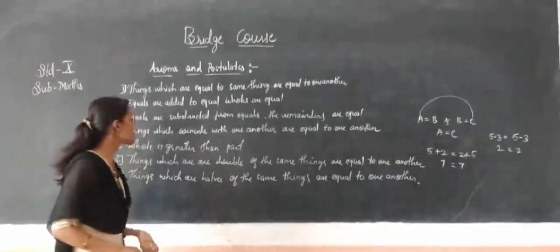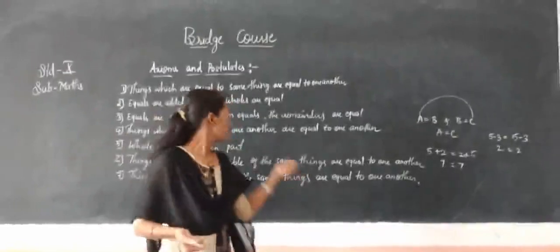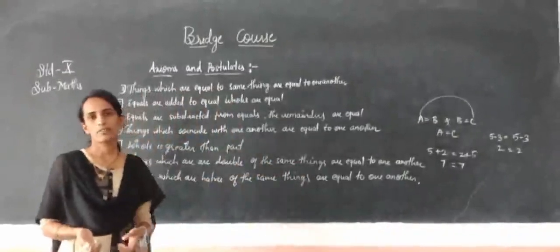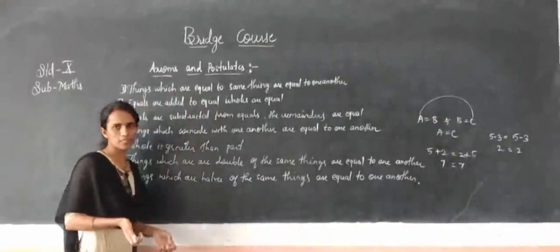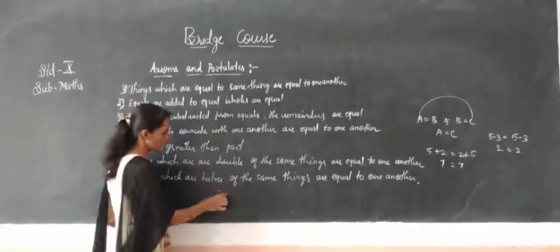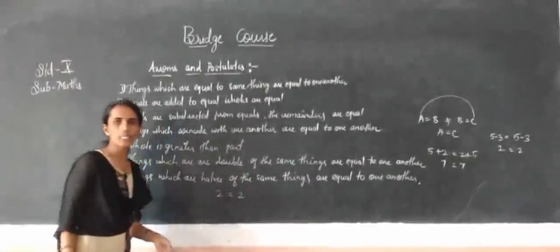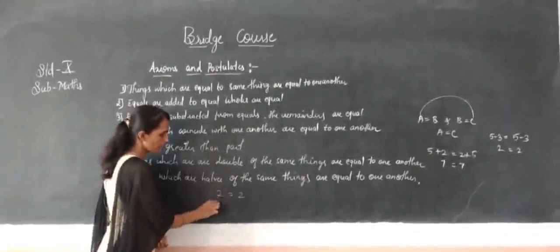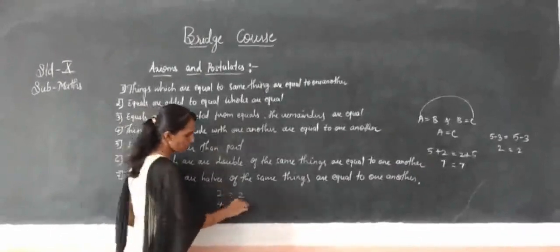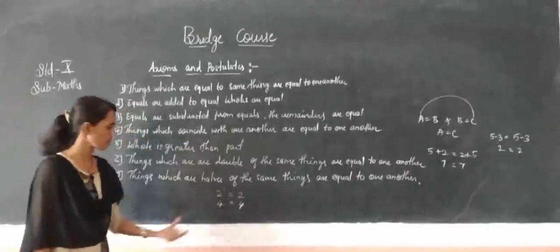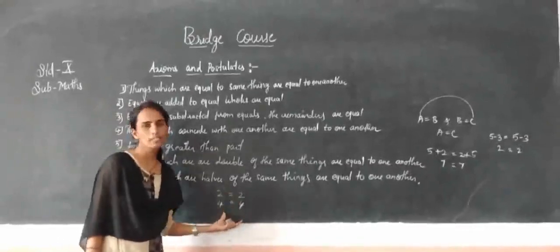Next one: things which are double the same things are equal. For example, 2 is equal to 2. When we double both, 2 twos are 4 and here also 2 twos are 4. The double of these two becomes 4. So the double of the same things will become the same only.